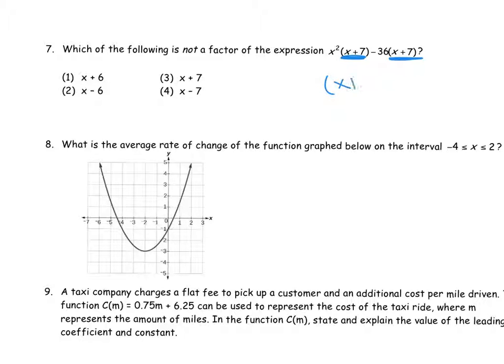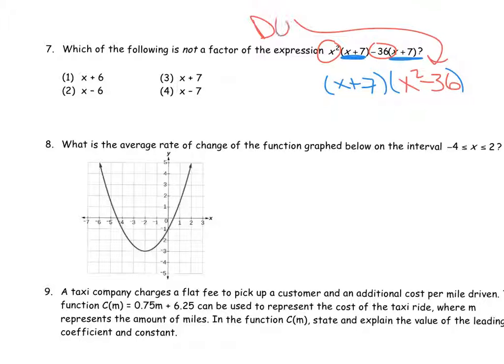I have x plus 7. And what's going to be left? Well, I'm going to be left with x squared minus 36. Now, take a look at that x squared minus 36. Can I do anything with it? Yeah? You think you know? Guys, this is a dots question. This is a difference of 2 squares.